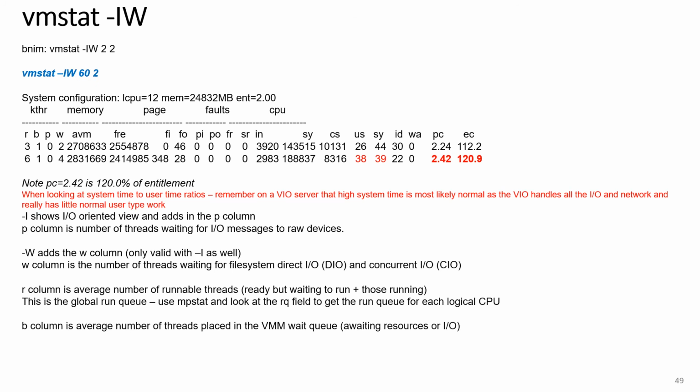I've switched to using vmstat -I because it gives me a number of fields that I'm very interested in. The P column in particular if you're using raw devices, and the W column, which is the number of threads waiting for file system direct I/O or concurrent I/O. So there's a number of interesting things here.